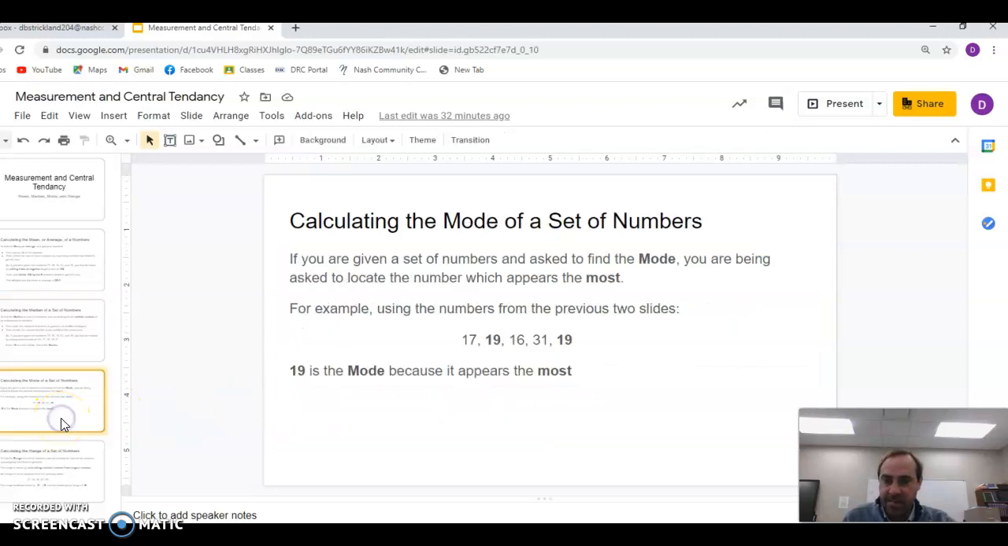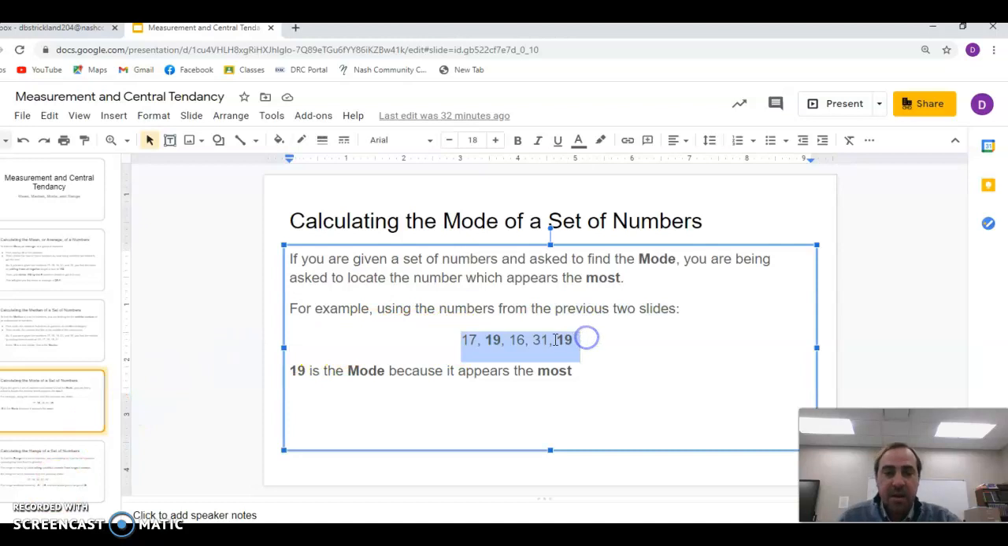Moving on. The mode. Okay? If you're ever asked to find the mode of a set of numbers, you're being asked to locate the number which appears the most. So just put it together like this: mode, most. And if we look at the same 5 numbers that we had looked at earlier, you'll see that of these 5 numbers, the number 19 appears more than any other number. So thus, 19 would be our mode for this set.